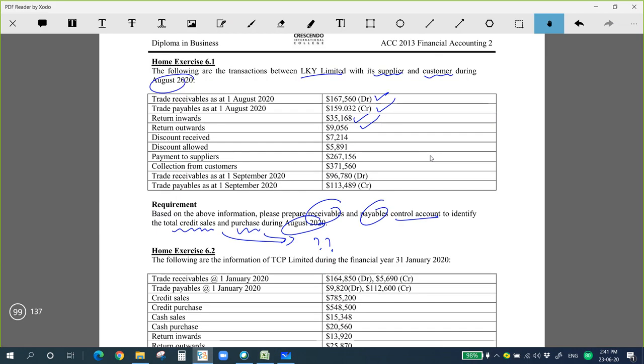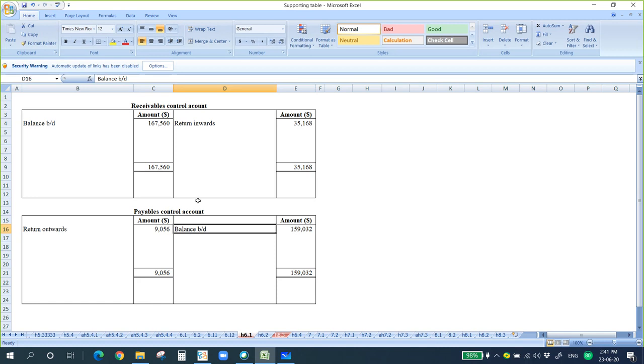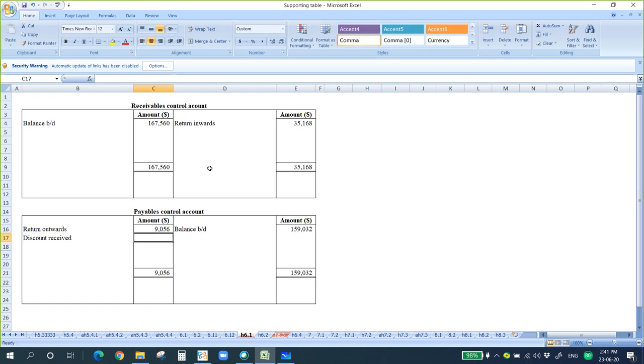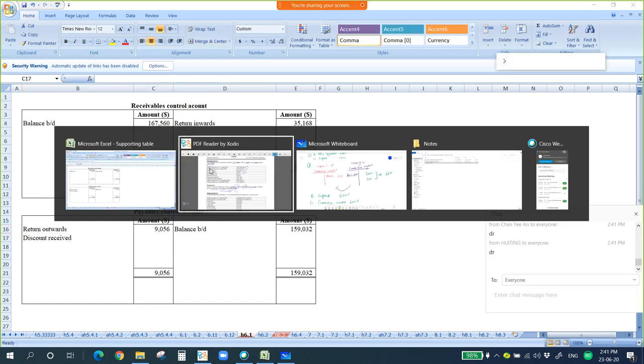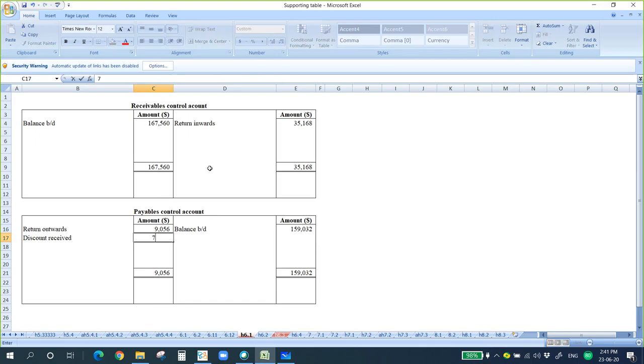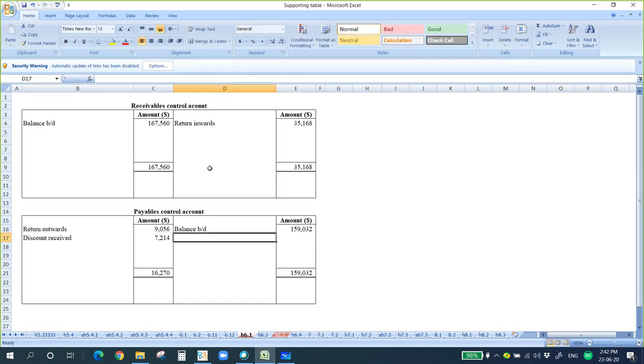The fifth entry, I have a discount received 7214. So discount received, can you tell me related to your customer or supplier, debit or credit? Customer or supplier? Supplier, and then I have to debit or credit? Debit, because discount received will reduce the amount that we owing to our supplier, so we debit in the payable control account. So the amount of discount received 7214. Very good.